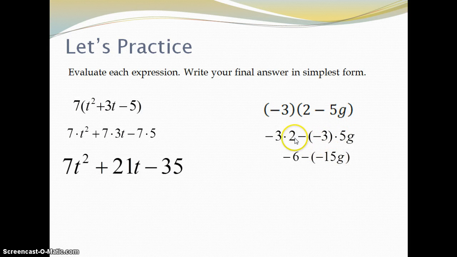Notice I did not drop off this minus sign, I just brought it down. So the last thing that looks kind of weird about this problem is this double negative here. Hopefully you guys remember that a double negative makes a positive. So my final answer will be negative 6 plus 15g.